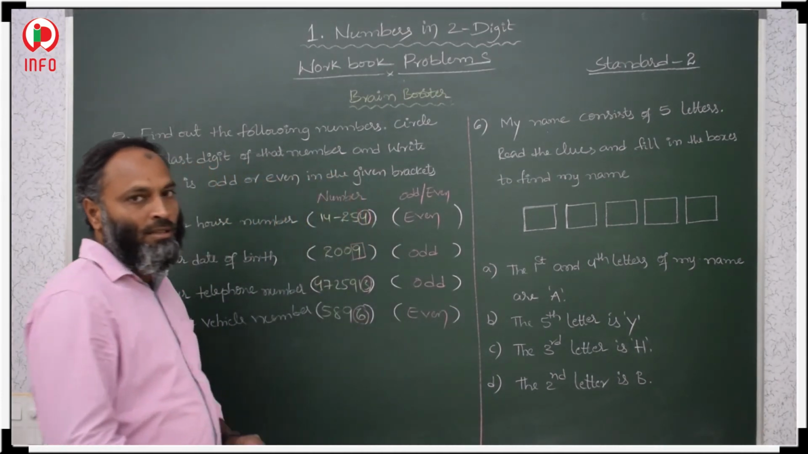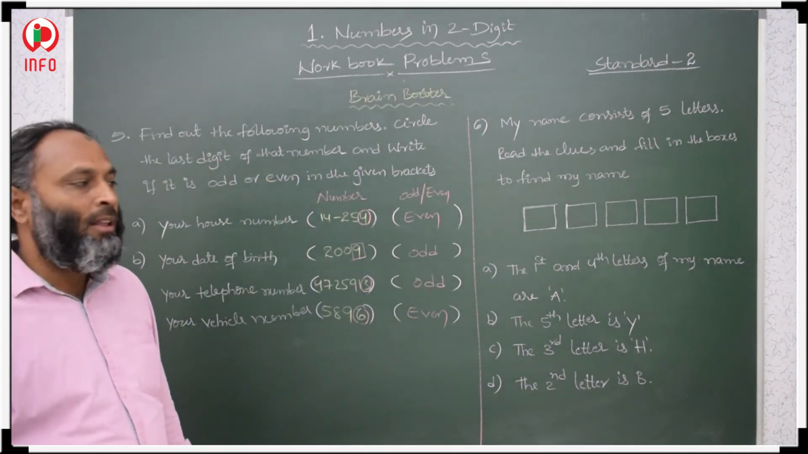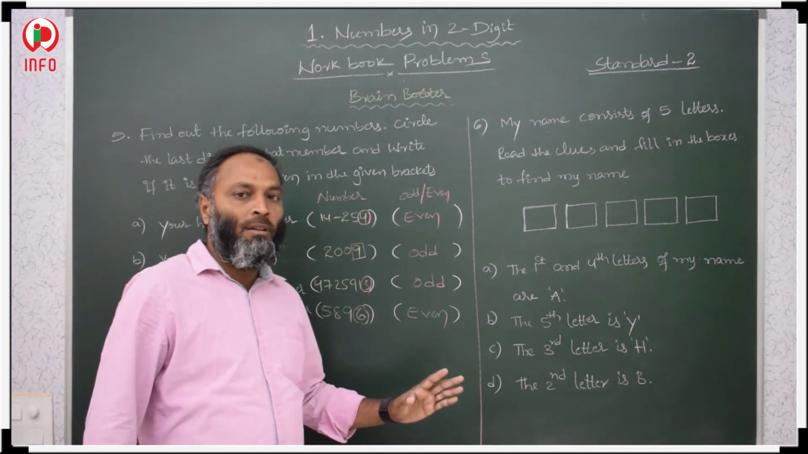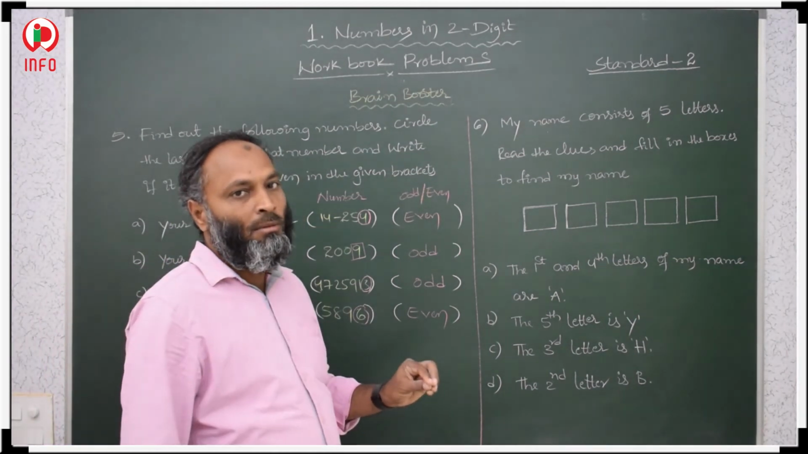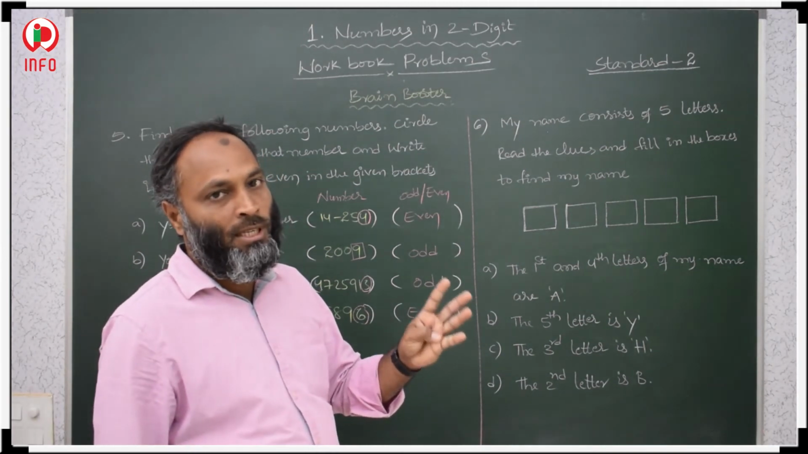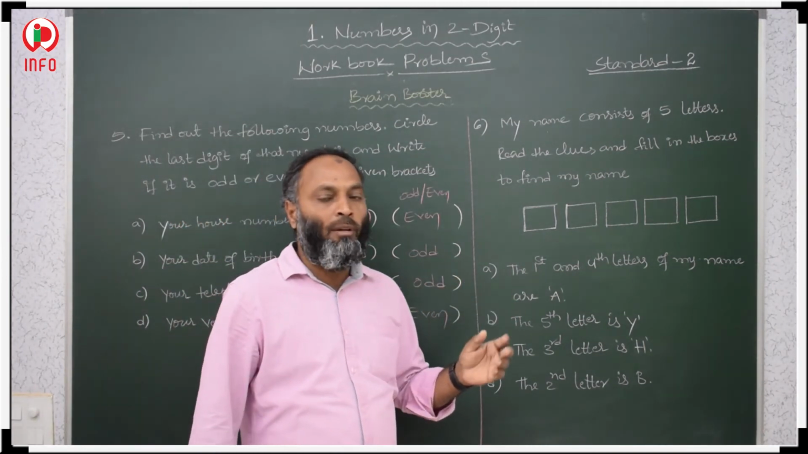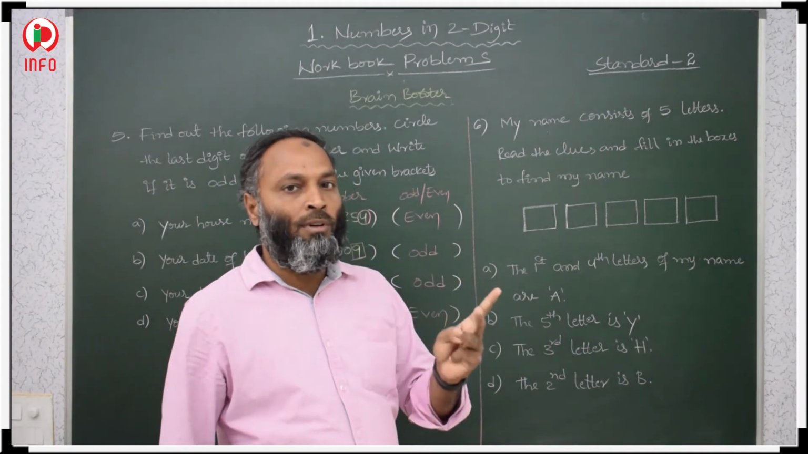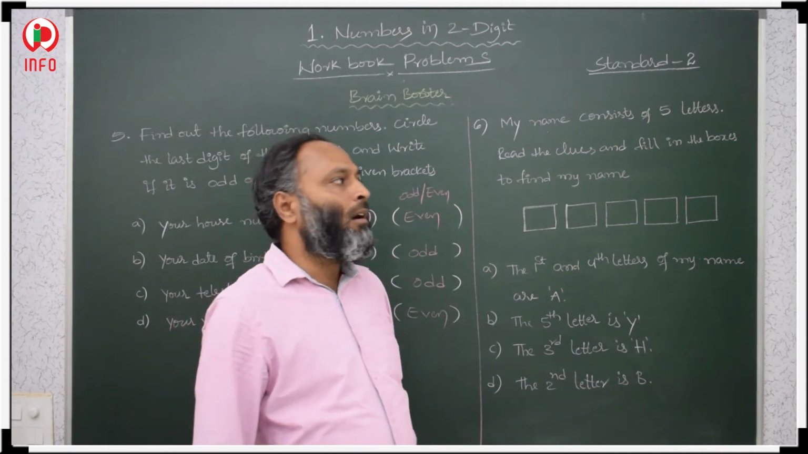So already we discussed what is an even number and what is an odd number. The numbers which are divisible by 2 are even numbers. The numbers which are not divisible by 2 are odd numbers. 0, 2, 4, 6, 8 are even numbers. 1, 3, 5, 7, 9 are odd numbers.